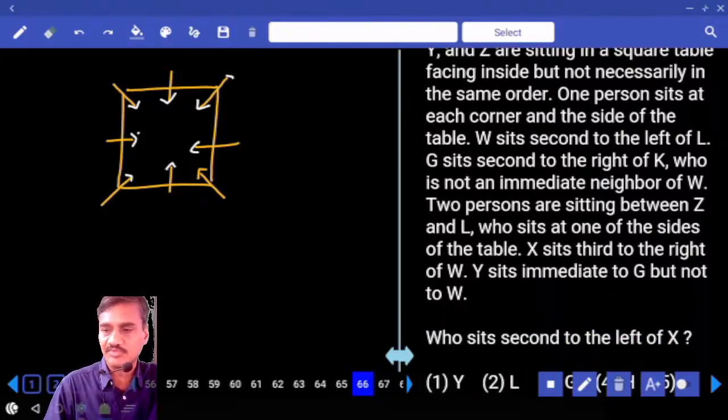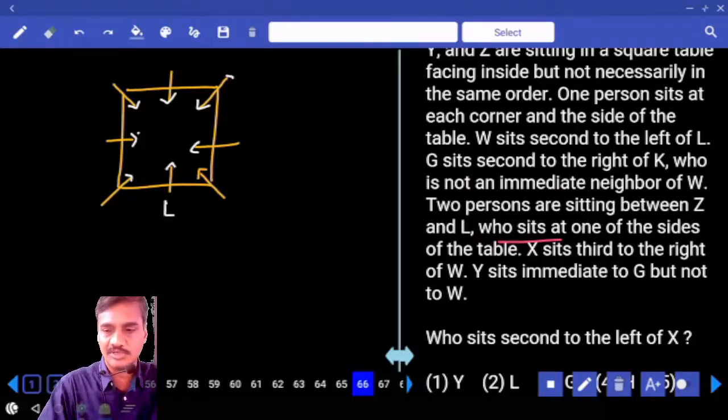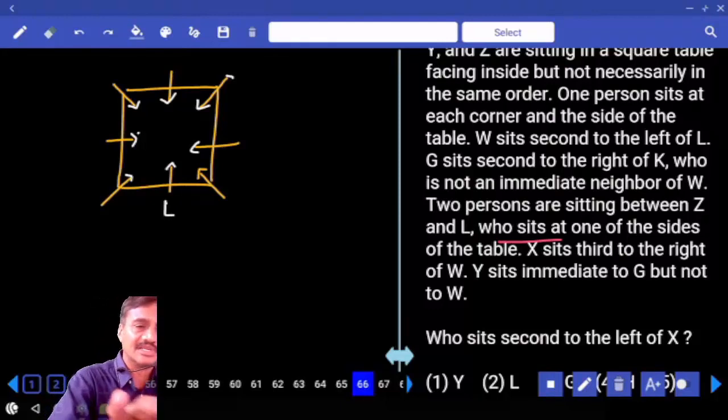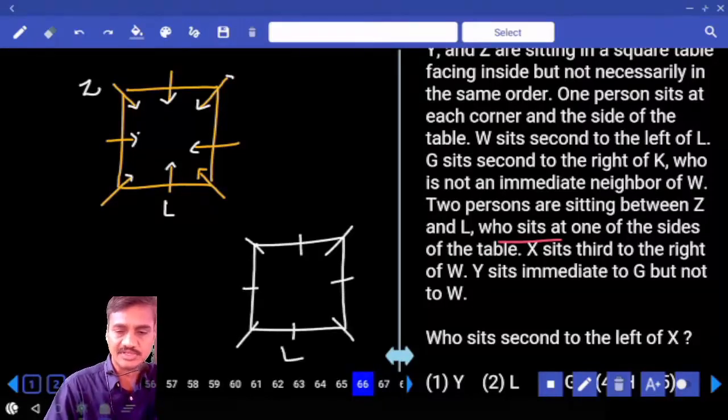W sits second to the left of L, and G sits second to the right of K, and K is not an immediate neighbor of W. L sits at one of the sides of the table, and there are 2 persons between Z and L. Z can be here, or Z can be to the right hand side, so we get 2 possibilities. And L is here, with 2 persons between L and Z.